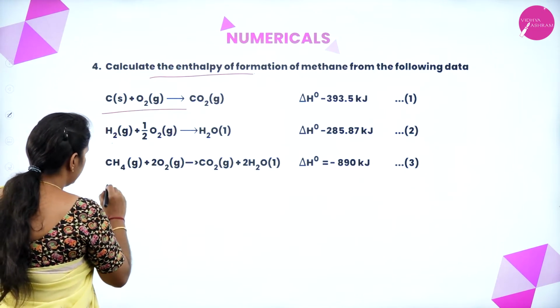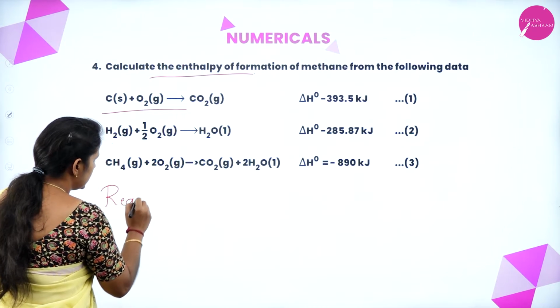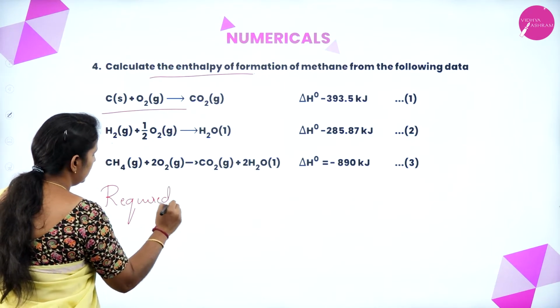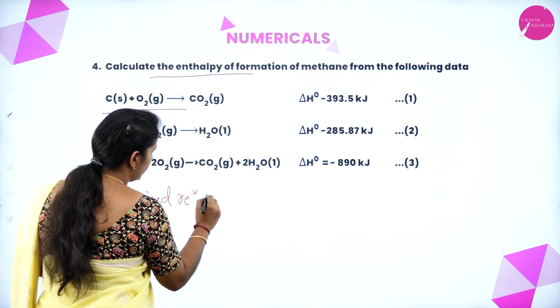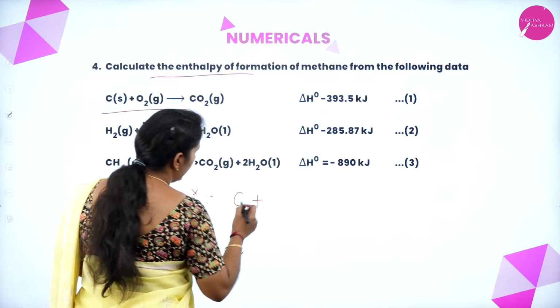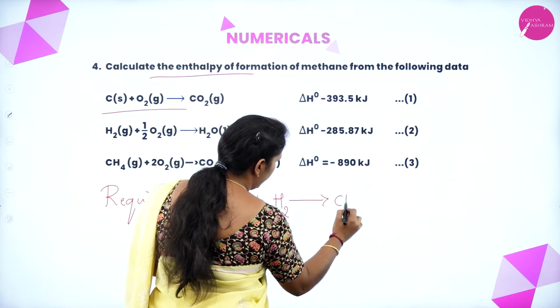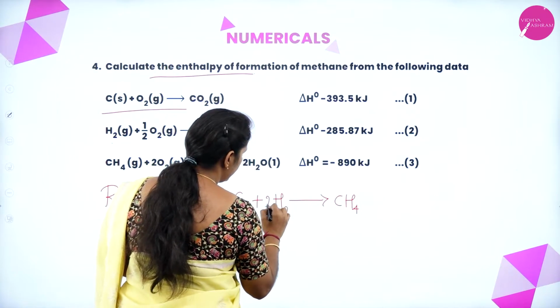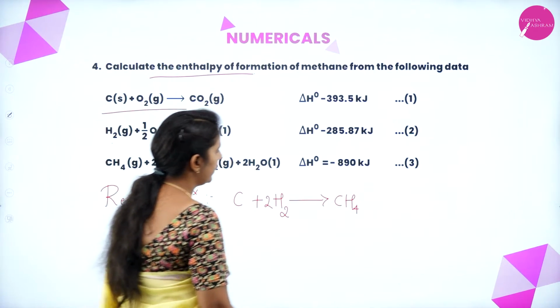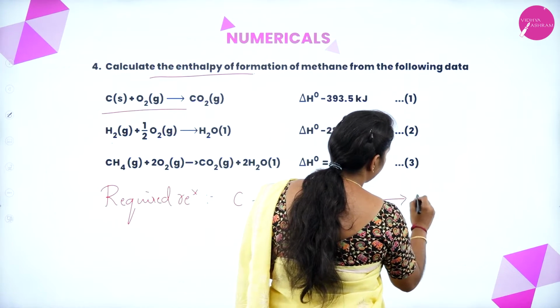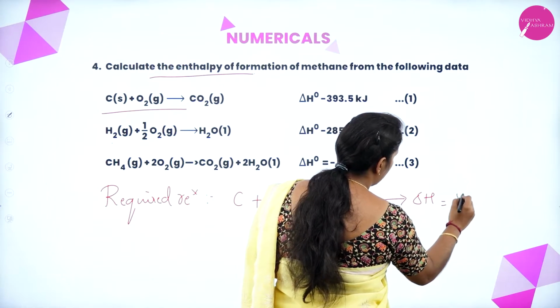We know that the required reaction for this is, I'll write the required reaction first. The carbon combines with hydrogen to give methane. Okay. So, this is the required reaction. For this, I need to calculate the change in the enthalpy.